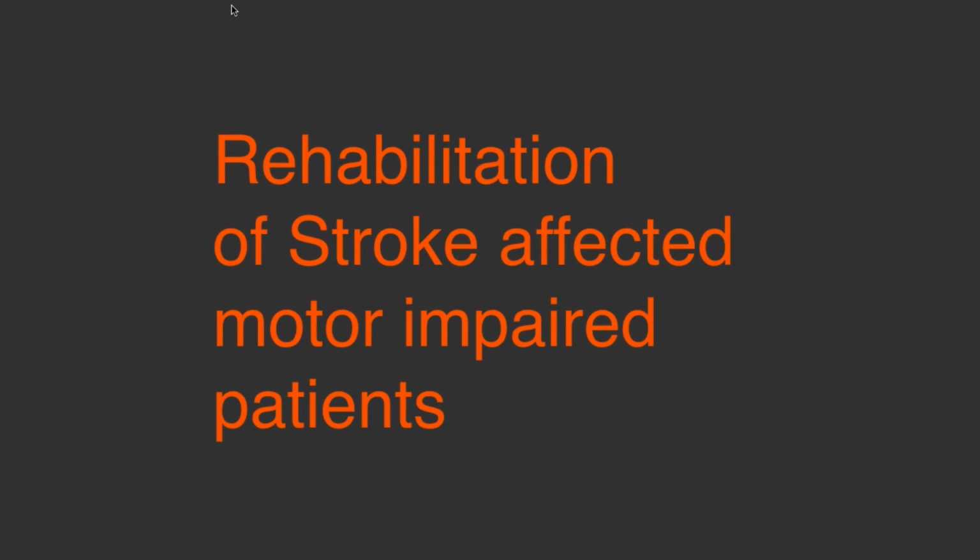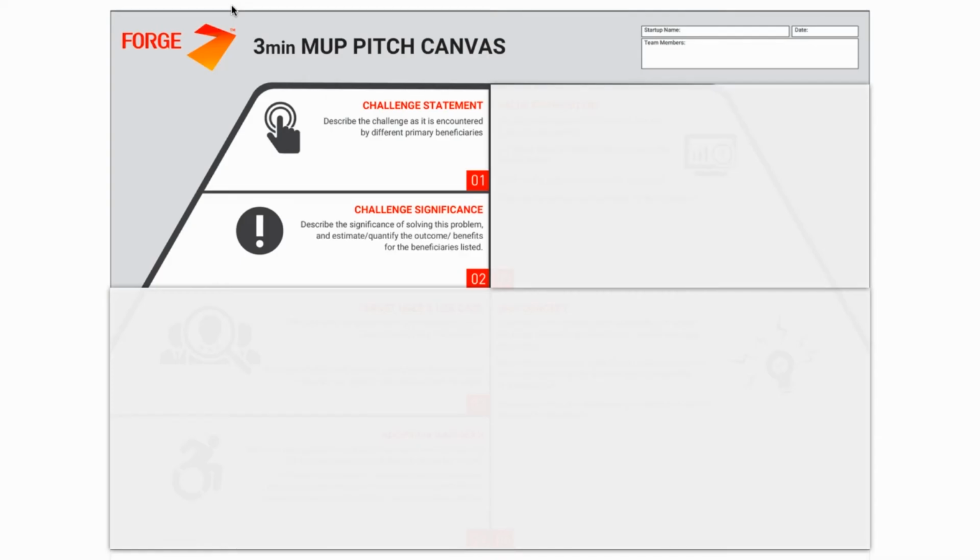Rehabilitation of stroke-affected motor impaired patients. If I have to do the 3-minute pitch, I have to come up with the challenge statement. Describe the challenge as it is encountered by different primary beneficiaries. The challenge significance. Describe the significance of solving this problem.